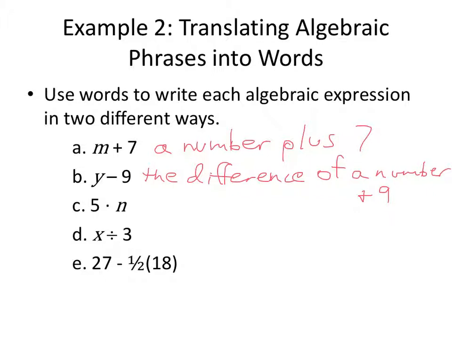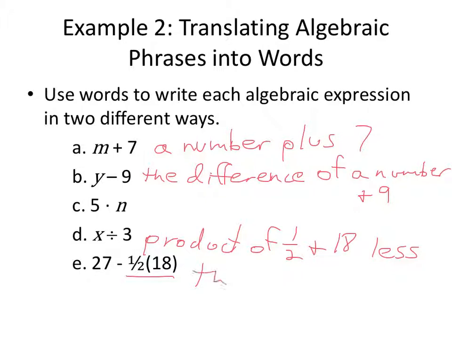Letter E, this one's tricky. You've got a couple parts here. You've got the product of 1/2 and 18, and then that is being subtracted from 27. So you might say something like the product of 1/2 and 18 less than 27. So there's different ways we could write this, but that's one example.